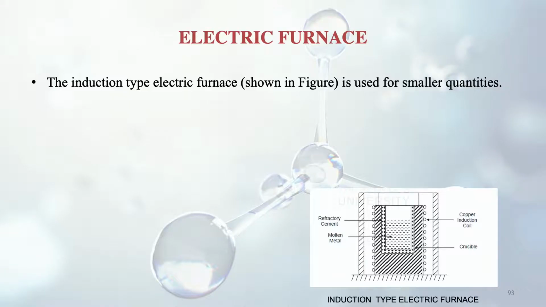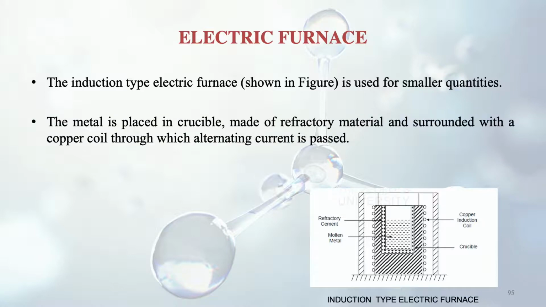The induction type electric furnace, as shown in the figure, is basically used for smaller quantities. It will not give, like the earlier one, 60 to 90 tons of steel. It is only for smaller quantities. The metal is placed inside the crucible, like you can see in the figure. The crucible is made of refractory material and surrounded with a copper coil through which alternating current is passed.